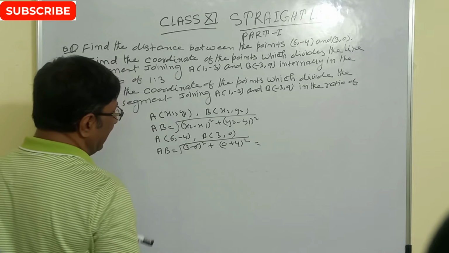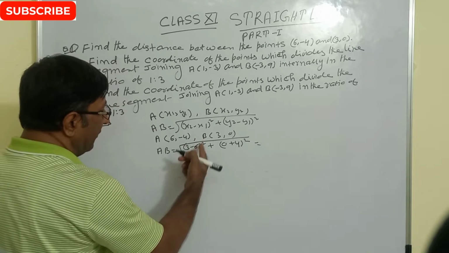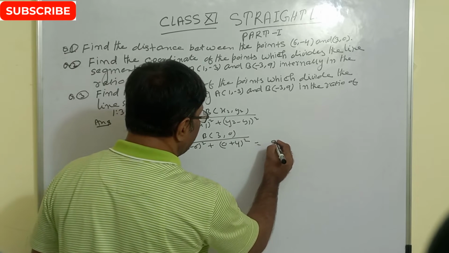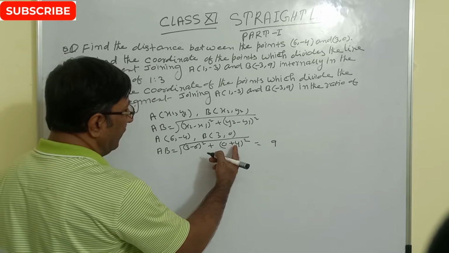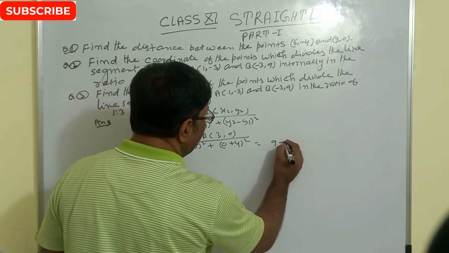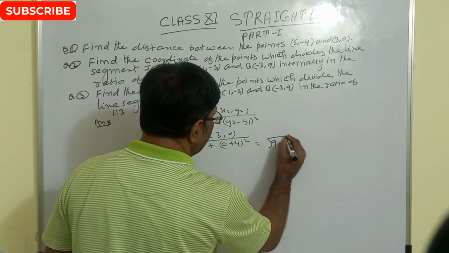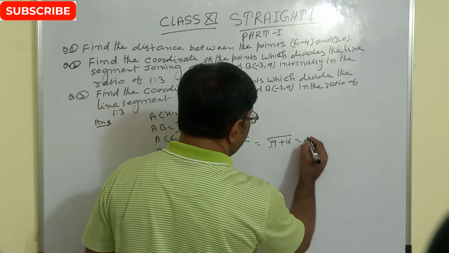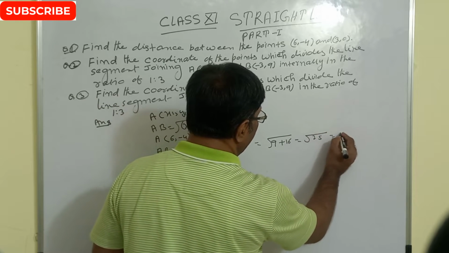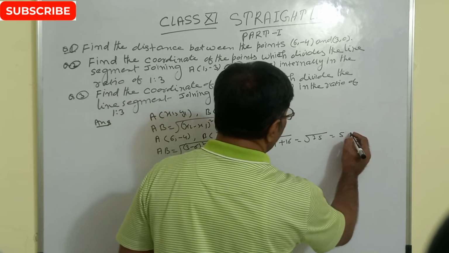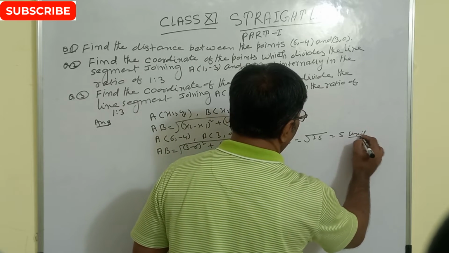You know 3 minus 6 is what? Minus 3. Minus 3 square is what? 9. Here what? 0 plus 4, 4. 4 square is what? 16. So this is 16 plus 9. That is square root of 25. So this is what? 5. So you can write this is 5 units.